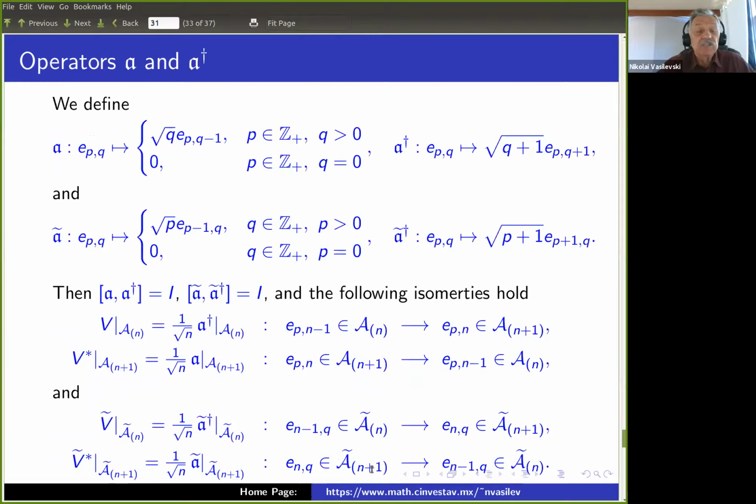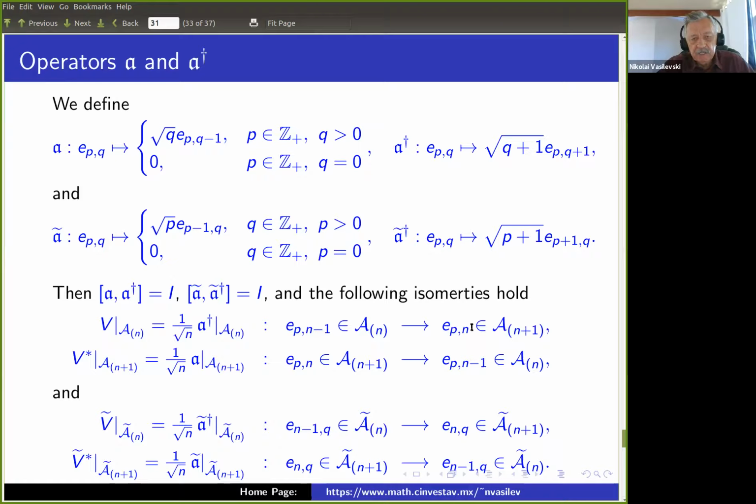Now we can construct the operators A and A dagger for our space H. They are given by the following action on the basis elements of our space H. They satisfy the corresponding commutation relation, and their weighted powers act exactly as isomorphisms.